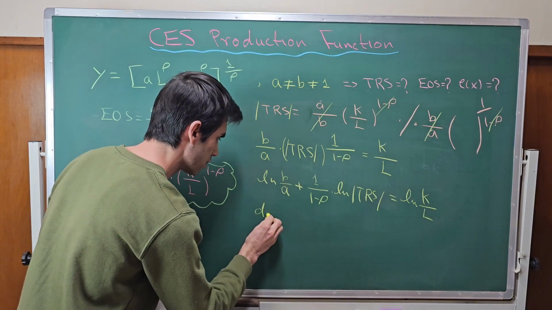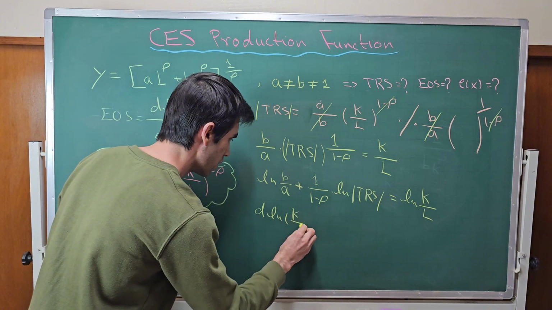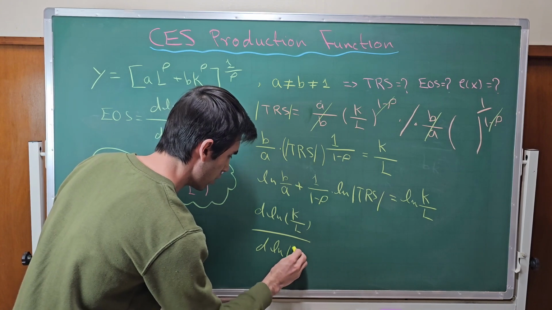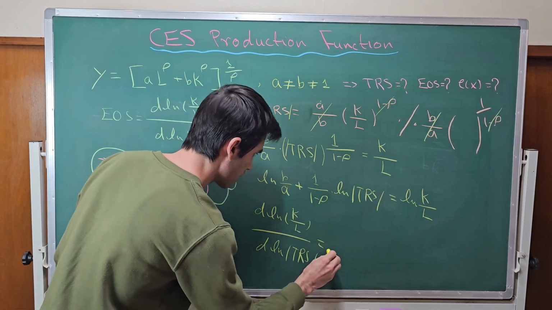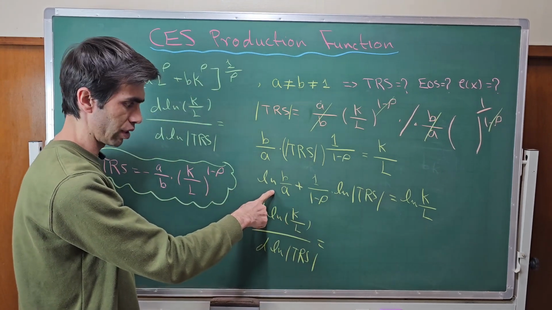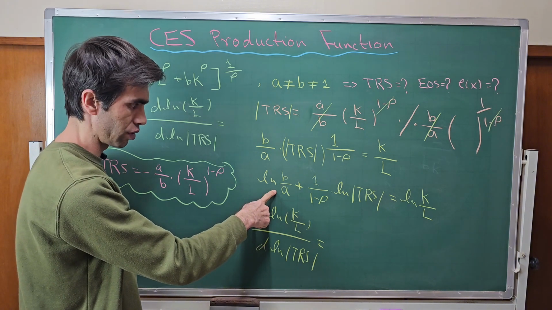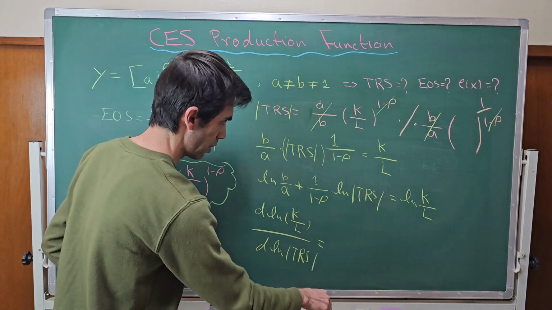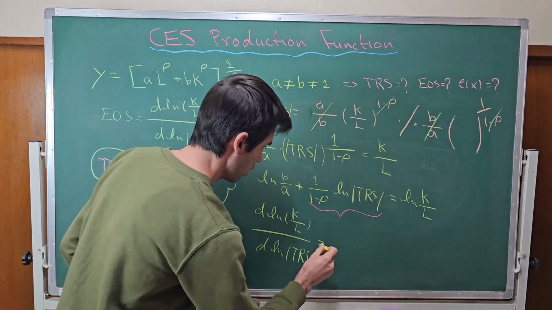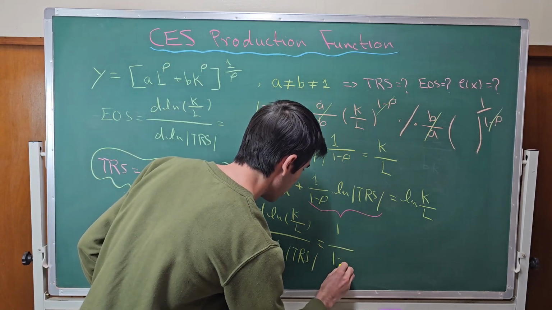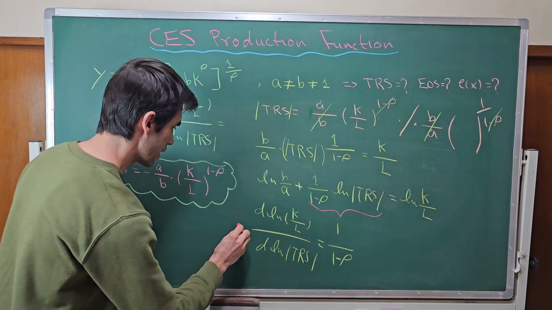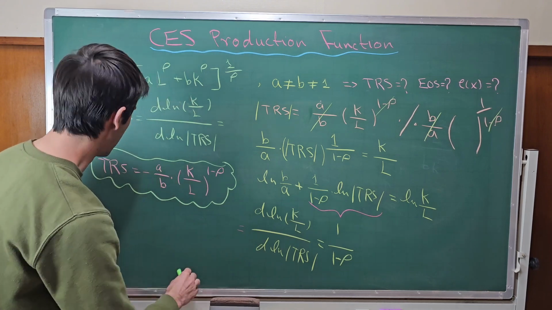So the derivative of ln of K over L with respect to ln of the absolute value of the technical rate of substitution is equal to, this term does not have any ln of TRS, so the derivative of this one, because it's a constant number, will be equal to 0. And the derivative of this part will be equal to 1 divided by 1 minus rho. So this is the elasticity of substitution.